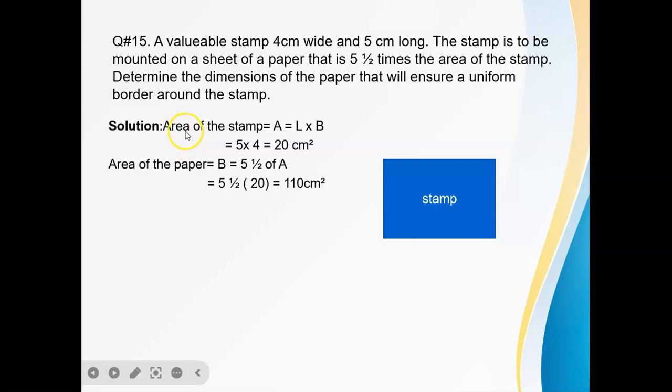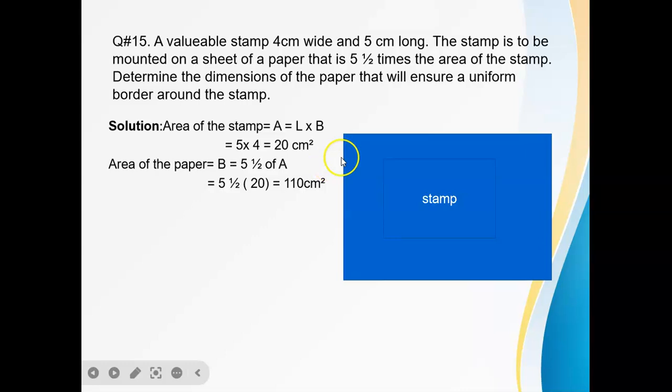Since we are given the area of the stamp, let's denote it by capital A, which is L multiplied by B, the length multiplied by breadth. So 5 into 4 will be 20 centimeter square, the area of the stamp. Now the area of the paper we have denoted by B, that is given as 5 whole number 1/2 times the area of the stamp. Area of stamp we wrote as A, so we take 5 whole number 1/2 of 20, and it comes 110 centimeter square. Now this is the paper which is showing here.